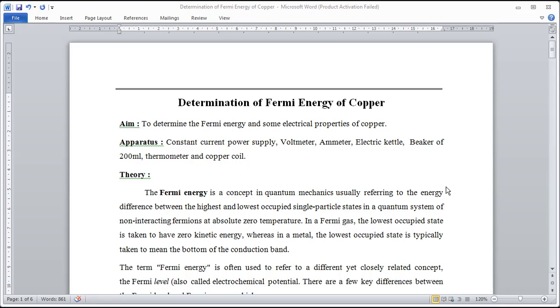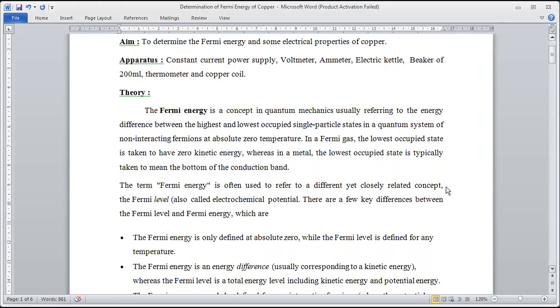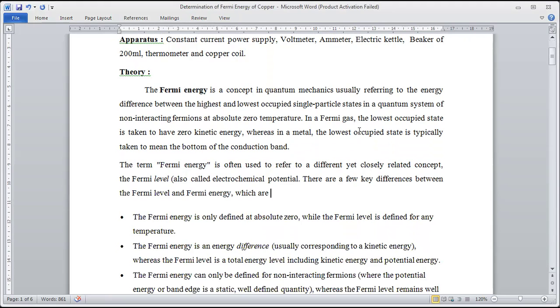I will briefly go over the theory, what Fermi energy means. Fermi energy is a concept in quantum mechanics, usually referring to the energy difference between the highest and the lowest occupied single particle states in a quantum system of non-interacting fermions at absolute zero temperature.